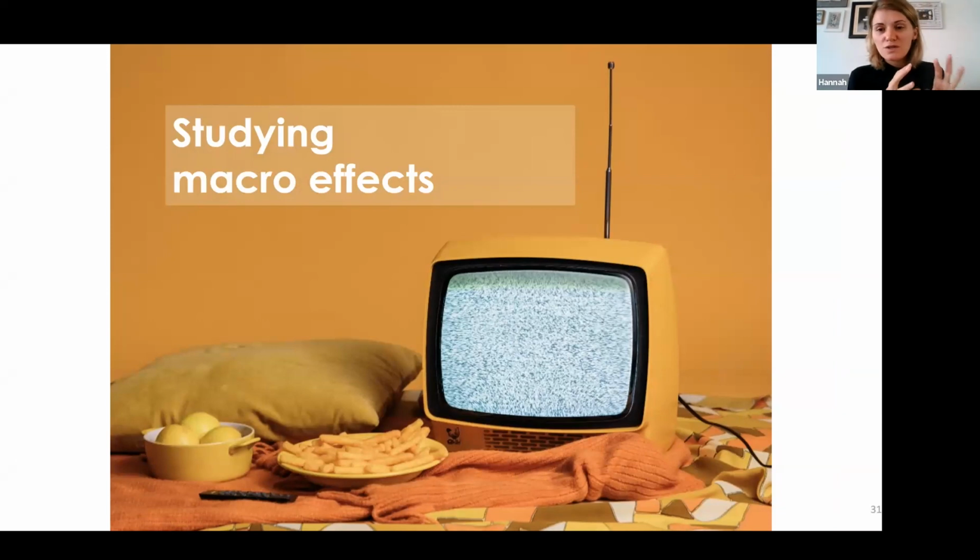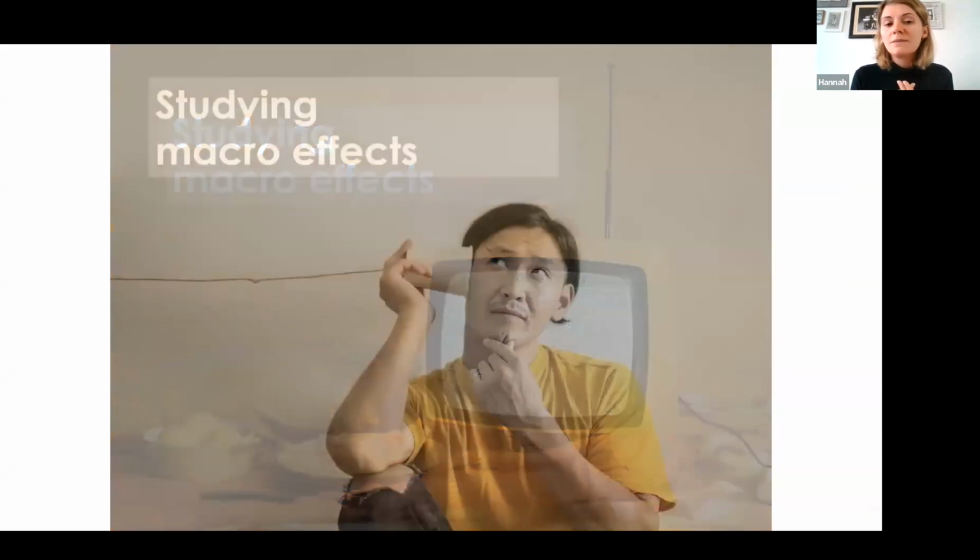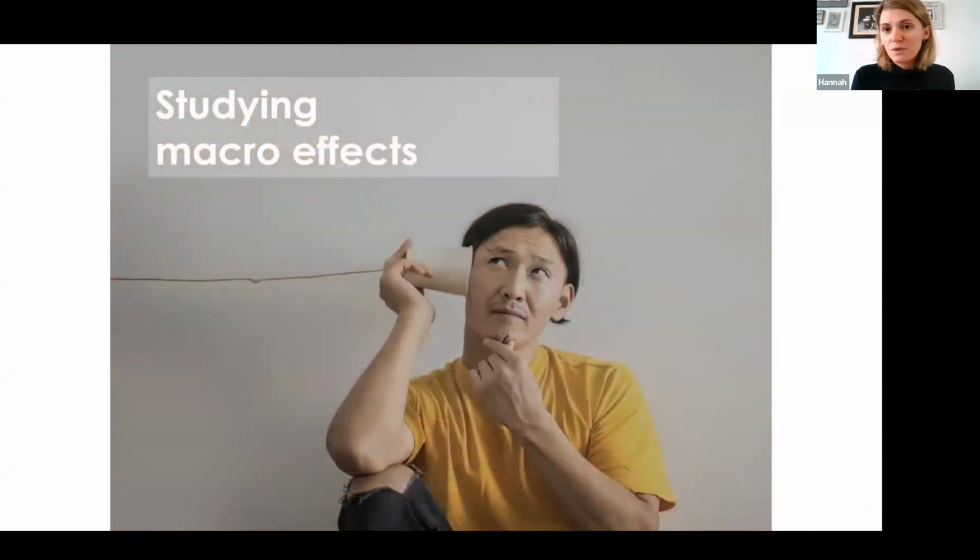Another kind of research that you can do, and that's more on the zooming out side of things, is to study the macro effects of deliberative events. So for instance, you can study whether mini-publics are actually perceived by the wider public as legitimate, as important, as good additions to democracy. And this can easily be done with survey experiments.